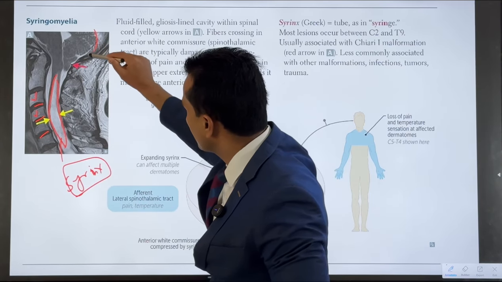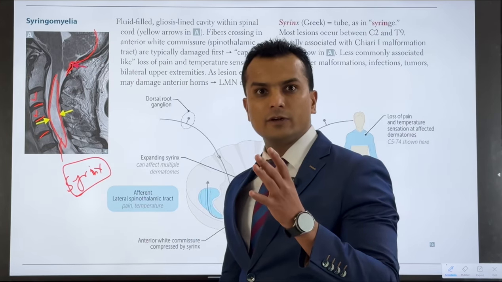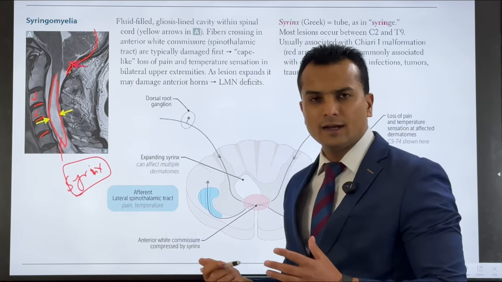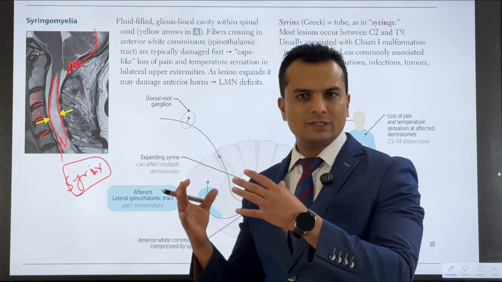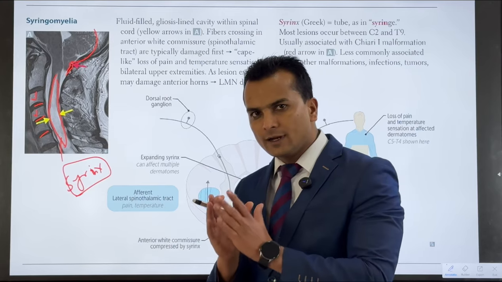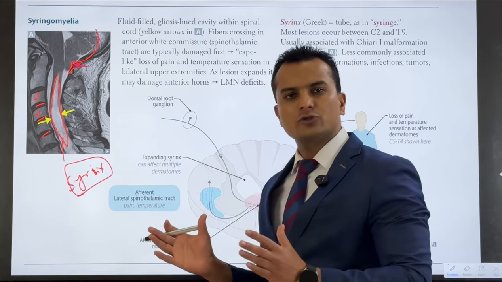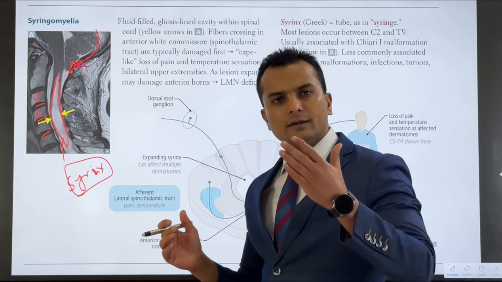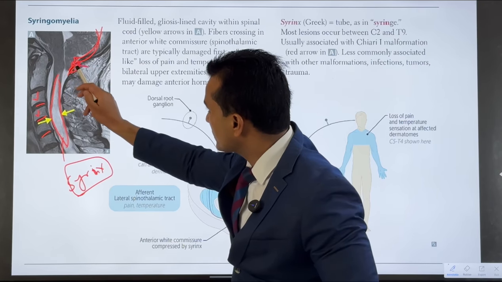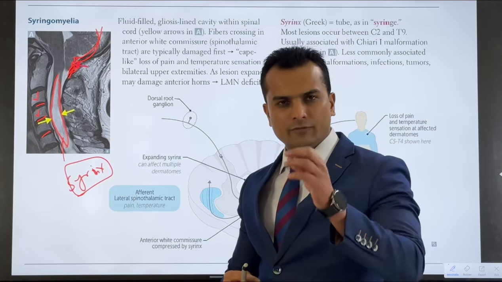Here you can see the cerebellum, and here is displacement of the cerebellar tonsils also, that we have discussed in Chiari 1 defect. So what is the concept of syringomyelia? It is the formation of a syrinx cavity that grows within the spinal cord, and it is also associated with Chiari 1 defect. Chiari 1 defect is a posterior cranial fossa malformation, with displacement of the cerebellar tonsils through the foramen magnum.